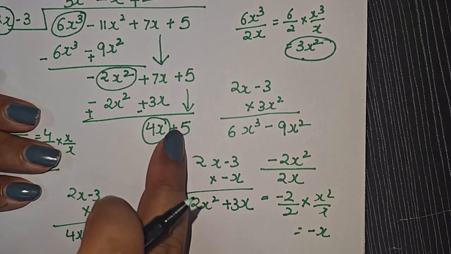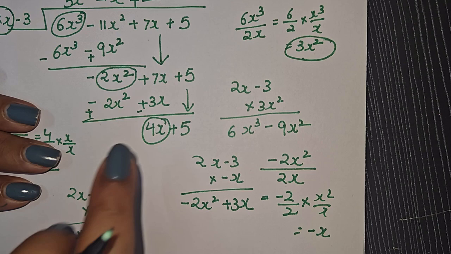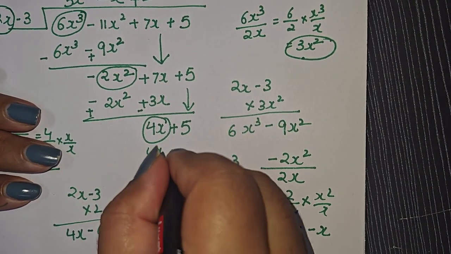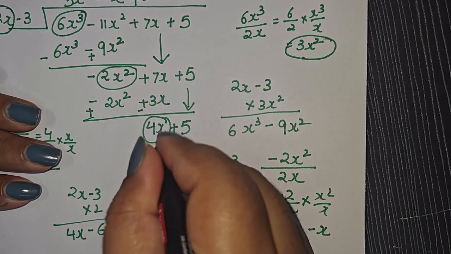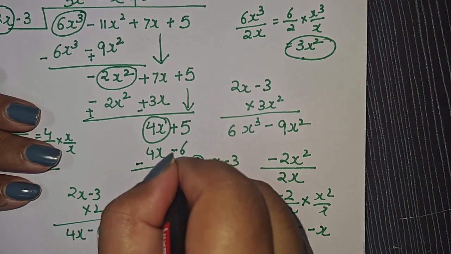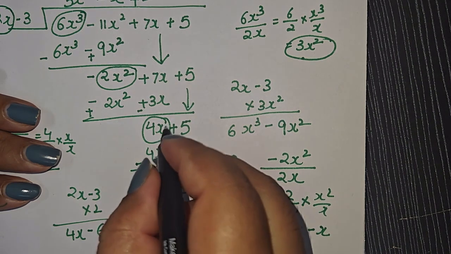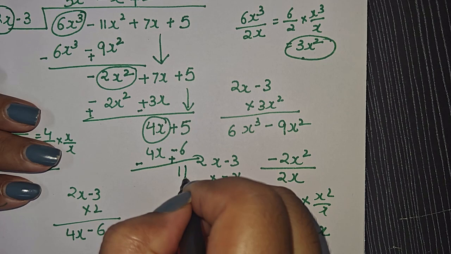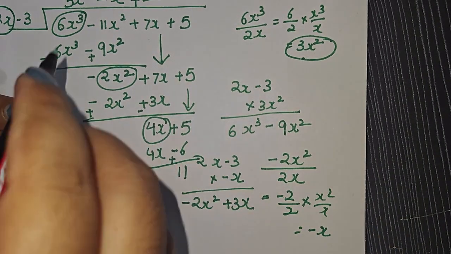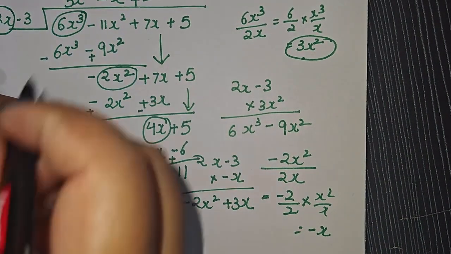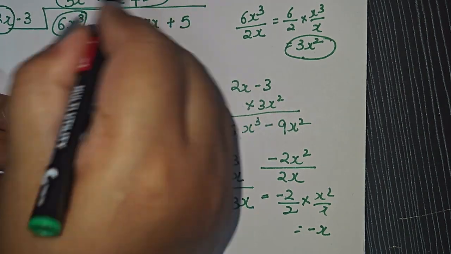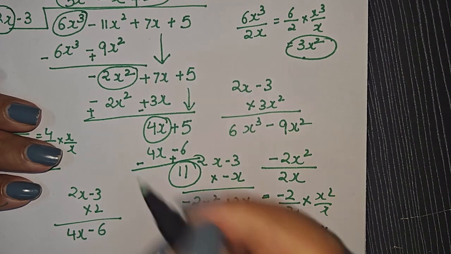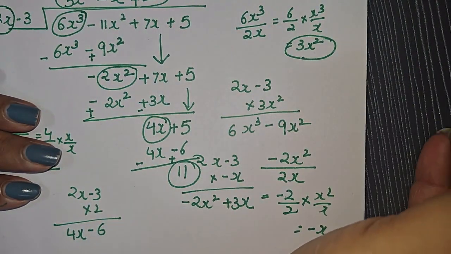Let's start putting it here. We have 4x here. This is minus 6. This is a constant. Minus 6. This will be minus plus. Okay, so this will cancel out each other. This one will be plus 6 plus 5, 11. So your quotient will be this. This is your quotient and this is your remainder. Okay, hope this is clear to you.